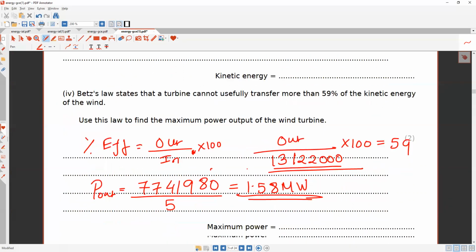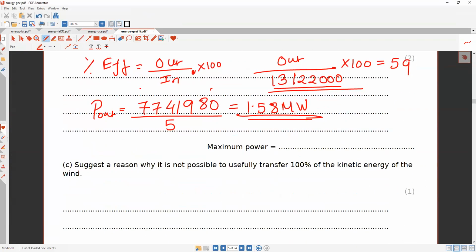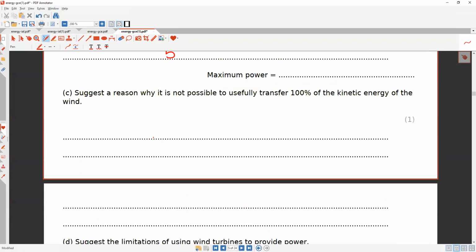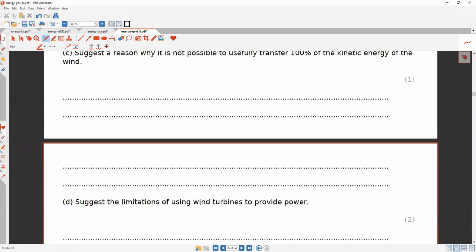Now we are doing part C. Would need to stop wind entirely; wind or air still moving. Suggest a limitation of using wind turbines. The wind does not blow all the time, so energy is not always available.